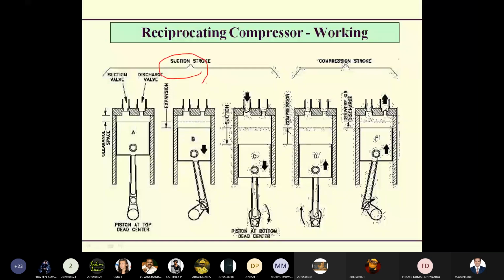One is the suction stroke, another one is the compression stroke. You know what suction is? Suction is the process of getting air into the piston. Then the compression stroke is compressing this intake air inside the piston. So we can call this two stroke: one is the suction stroke and another is the compression stroke.